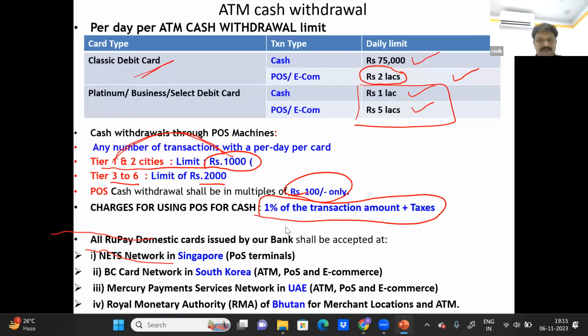Then all RuPay debit cards issued by our bank shall be accepted. What are the places our debit cards will be accepted? Singapore, South Korea, United Arab Emirates, and Bhutan. They have given, even Singapore means only POS only. For example, South Korea means ATM, POS, e-commerce. UAE means ATM, POS, e-commerce. Bhutan means only merchant locations. Whether you remember these particular facilities or not, remember that in Singapore, South Korea, UAE, Bhutan, your debit card will be accepted.